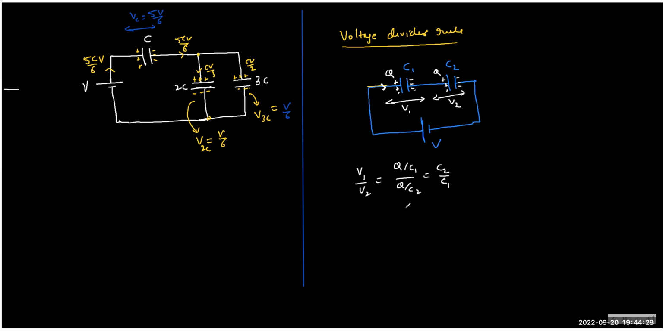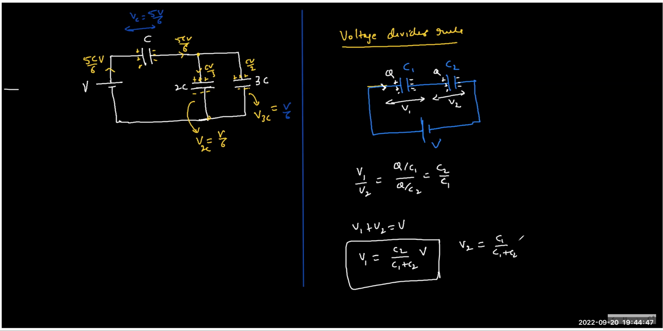So no need to solve, because we know the total voltage is V. So I can directly find V1. V1 is how much? C2 by C1 plus C2, into V, isn't it? The inverse ratio. And therefore V2 will be C1 by C1 plus C2.